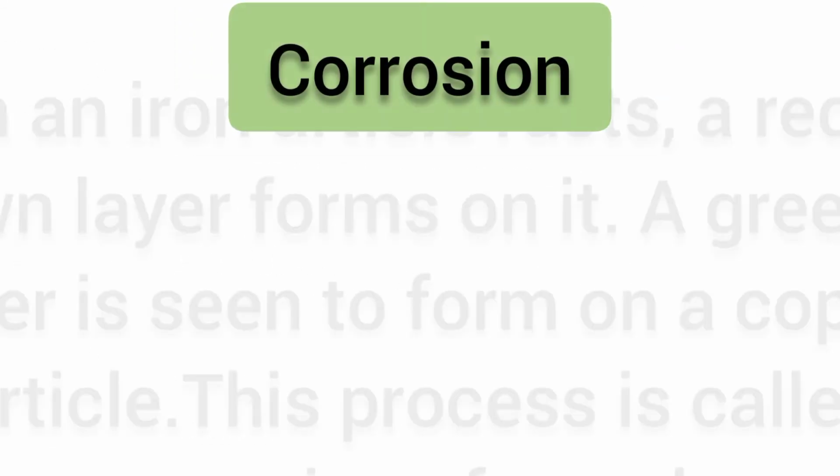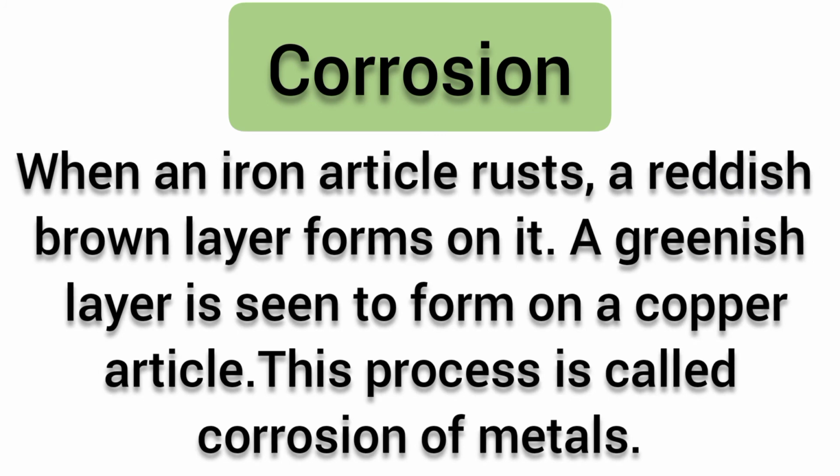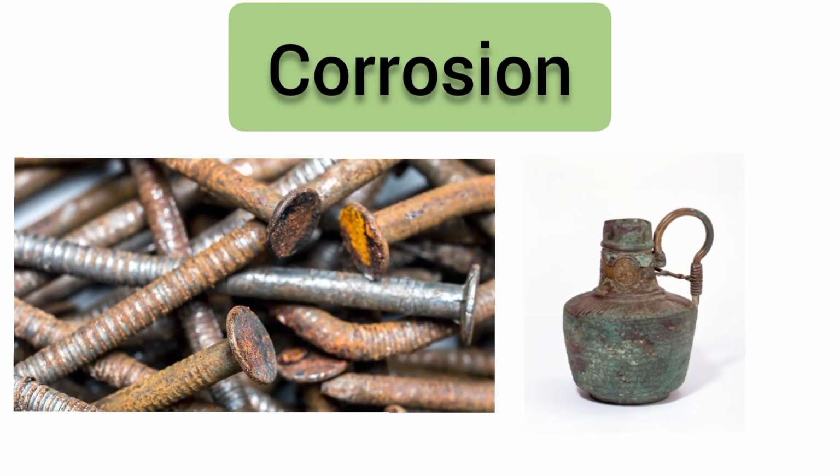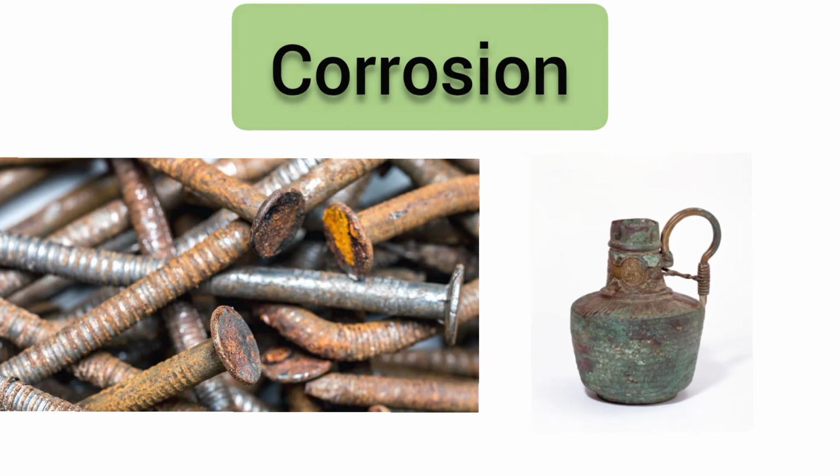Children, now let us know what is meant by corrosion. When an iron article rusts, a reddish brown layer forms on it. A greenish layer is seen to form on a copper article. This process is called as corrosion of metals. Things become weak due to corrosion. Corrosion is caused by oxygen, moisture, vapors of chemicals in the air.